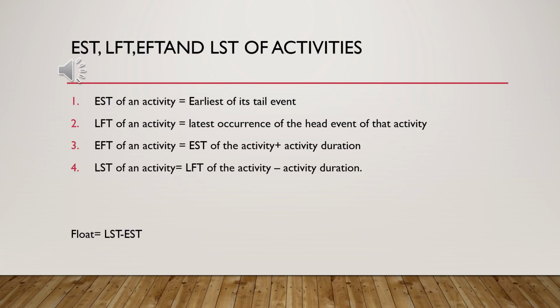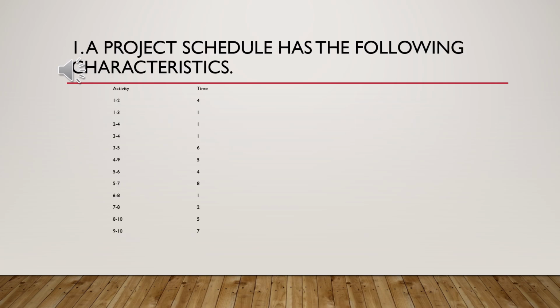EST of an activity equals the earliest occurrence of its tail event. LFT of an activity equals the latest occurrence of the head event of that activity. EFT of an activity equals EST of the activity plus activity duration. LST of an activity equals LFT of the activity minus activity duration. Float equals LST minus EST, or LFT minus EFT.